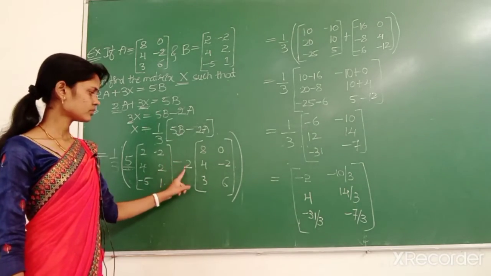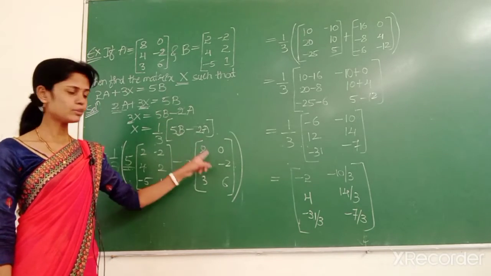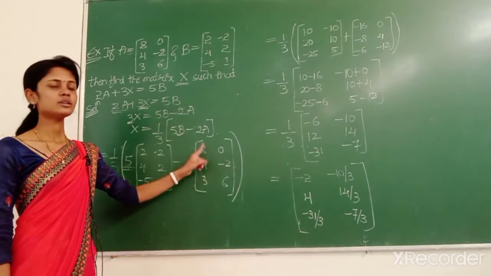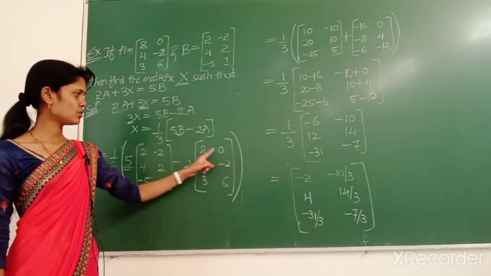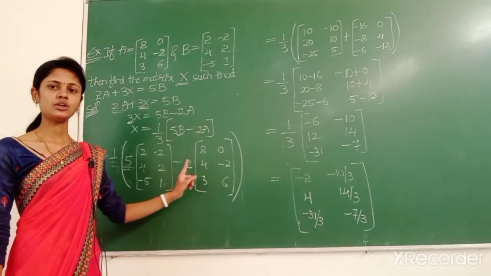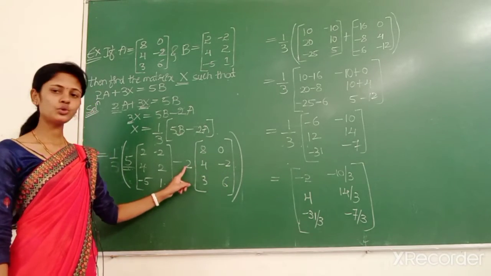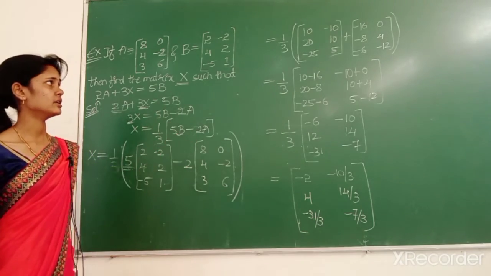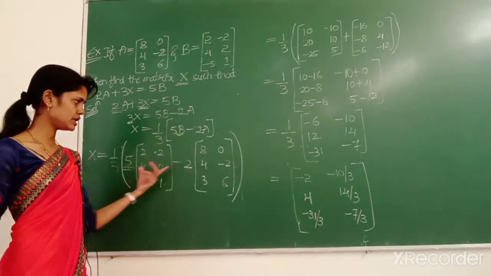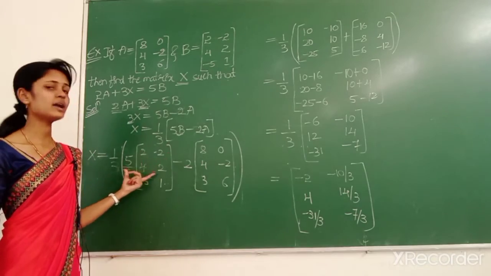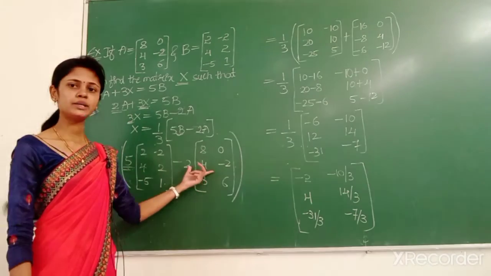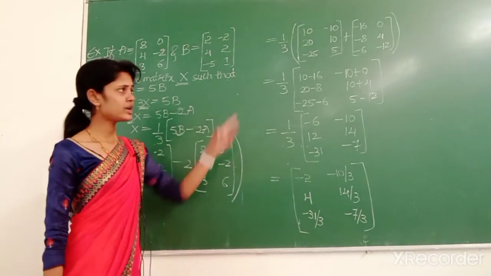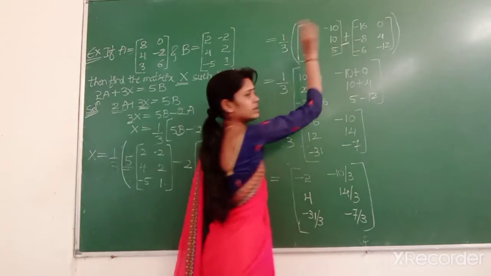Right? Then this scalar 2 must be multiplied to each and every element of the matrix, right? So 2 into 8 is 16, 2 into 0 is 0, 2 into 4 is 8, 2 into minus 2 is minus 4, 2 into 3 is 6 and 2 into 6 is 12. I have written it. So 1 by 3 into these two matrices, whatever we had multiplied by 5 and multiplied by 2. Then for the two matrices we have the addition, right?